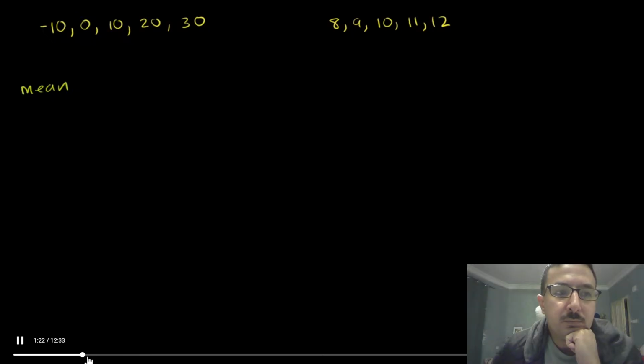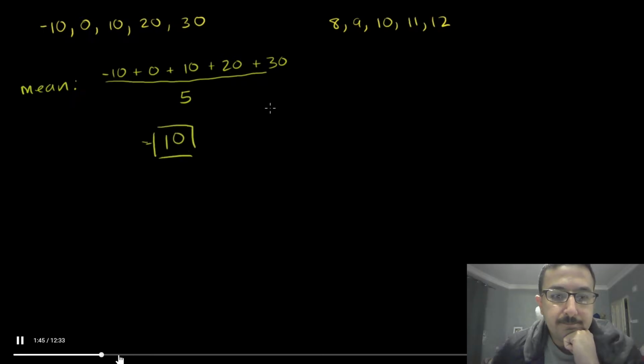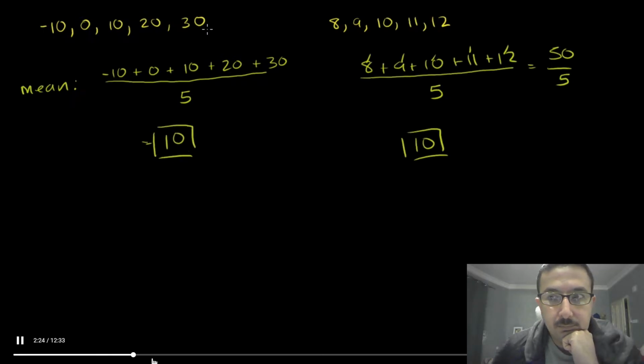Now, the population mean, or the arithmetic mean of this data set right here, is negative 10 plus 0 plus 10 plus 20 plus 30, which is 50, divided by 5. It's equal to 10. And this other data set once again has the exact same arithmetic mean. When you average all these numbers and divide by 5, or when you take the sum of these numbers, you get 10.